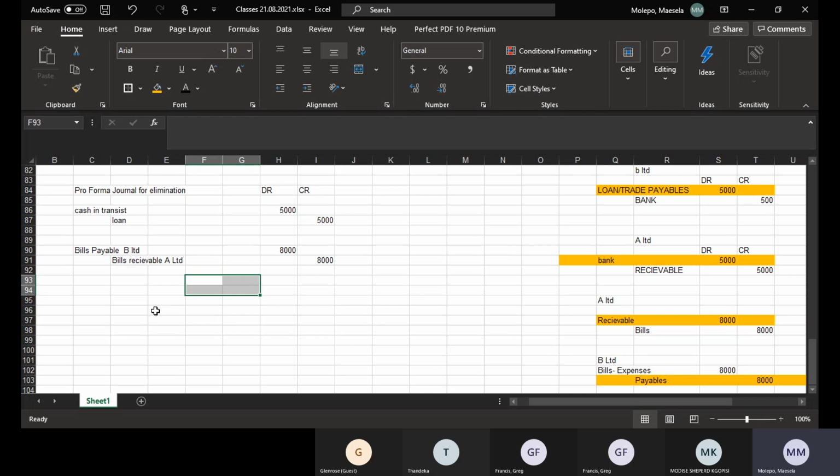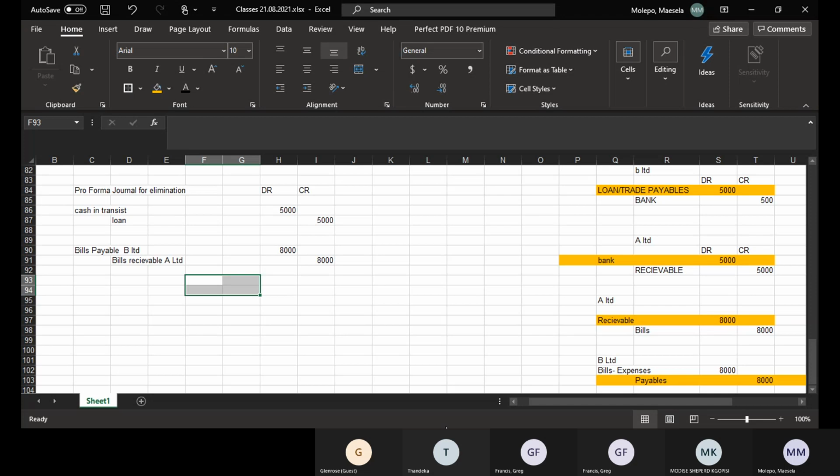We debit our long-term borrowing of 35,000 from A Limited, and the unsecured loan for B Limited is also 35,000. So we cancel each other. So any question with regard to the pro forma journal?